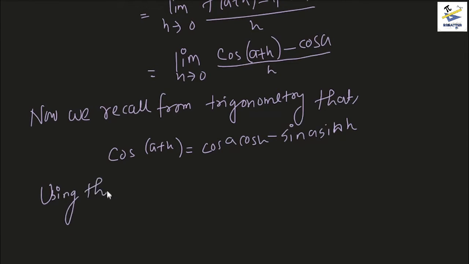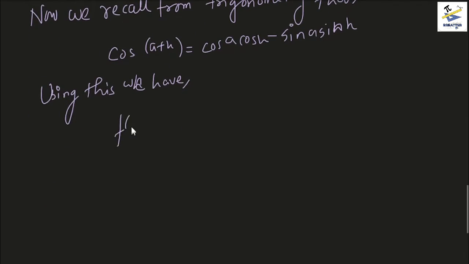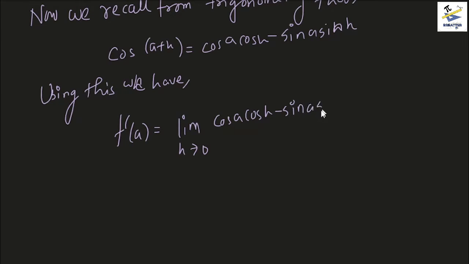Using this, we have f dash a equals limit h tends to 0 of cos a cos h minus sin a sin h minus cos a, divided by h. So we can again distribute it as follows.